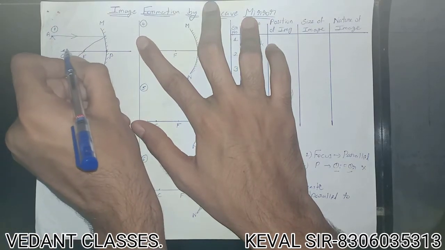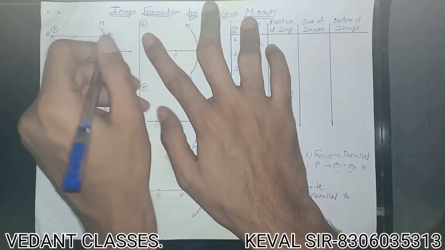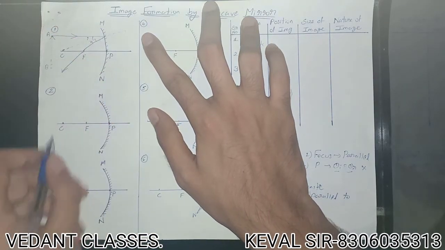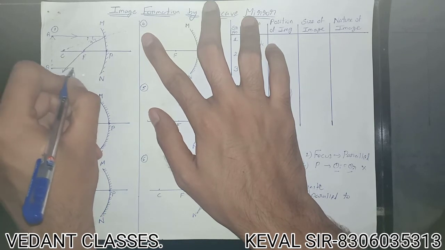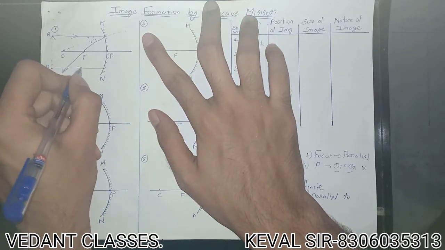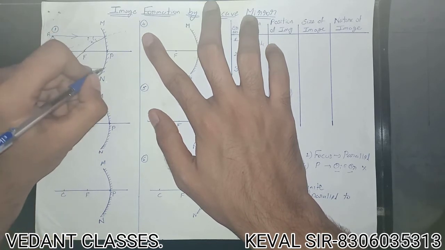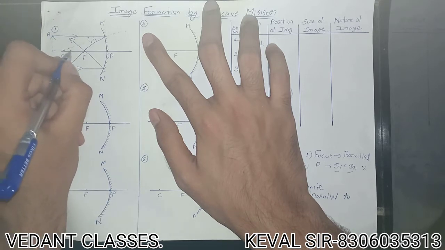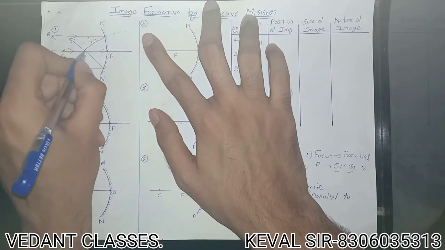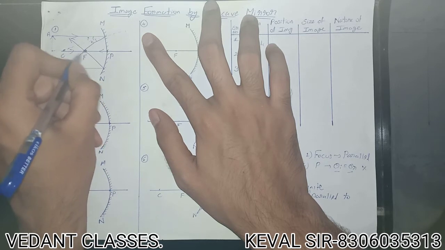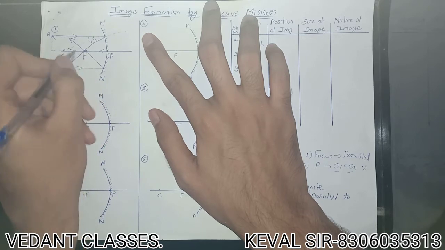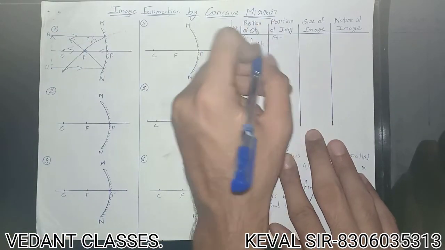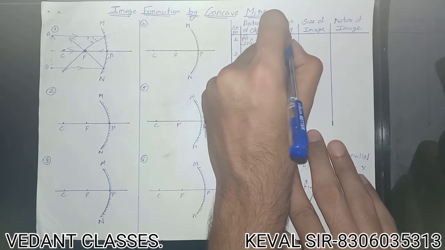Here also you can see that at C it will make i equal to r. Both angles will be the same. From this point, if you consider the incident ray, it will be parallel to the principal axis, and after reflection it will pass through the principal focus like this. And if you consider an incident ray from here, it will reflect back along the same path. So all the light rays are intersecting at this point F. It means that we are getting an image at F.